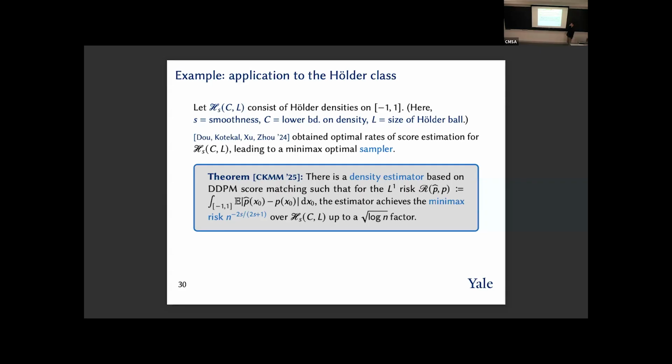So here's the theorem. There's a density estimator based on DDPM score matching such that, if you consider the L1 risk of this density estimator, it will achieve the minimax rate up to some square root log n factor. The point is that all the previous results in the literature, which ask how well you can learn distributions using score matching, were always learning a sampler. Now you can automatically learn density estimators using our reduction. In our paper, we also consider some other examples, but this is just for illustration.